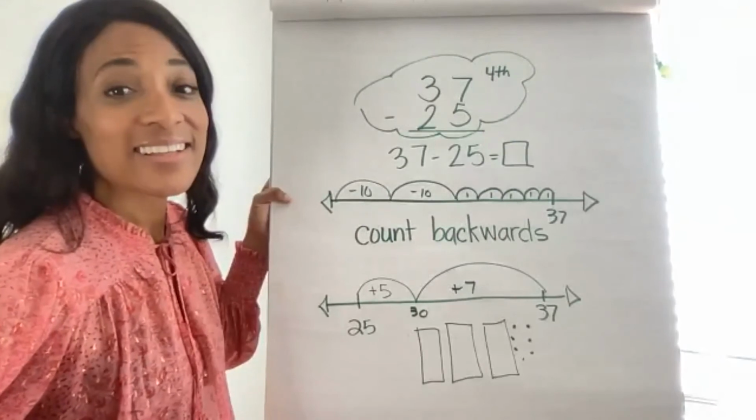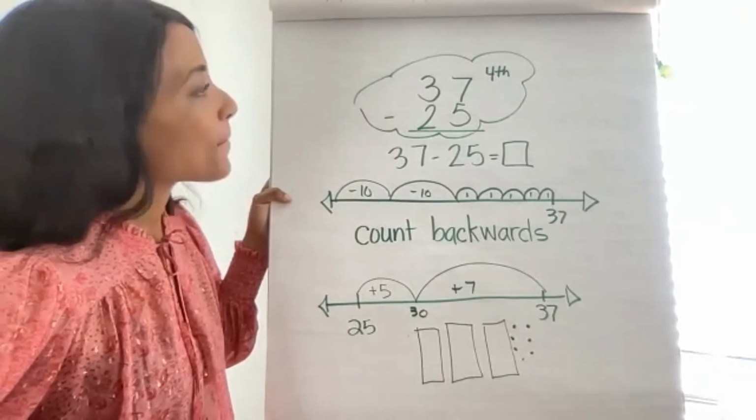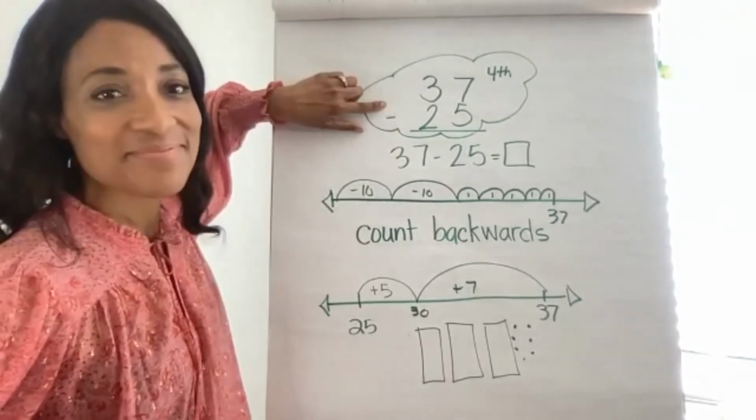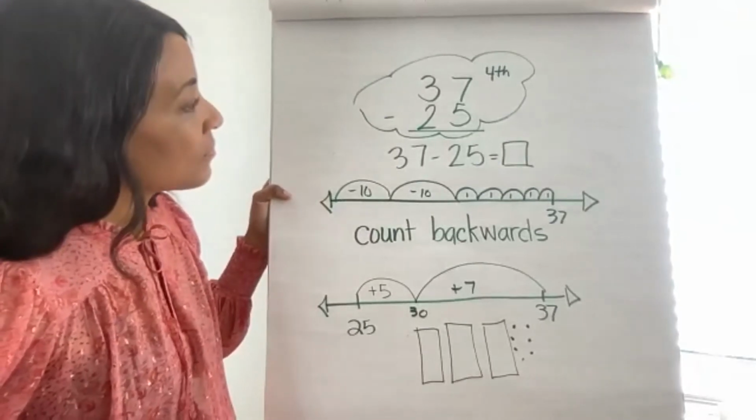I actually have a question. I have a 2nd grader and I was kind of teaching him that strategy you were doing with the number line. Is it okay to teach them that, or are they supposed to come up with it on their own?